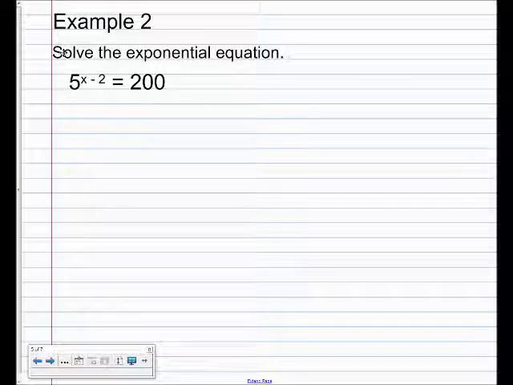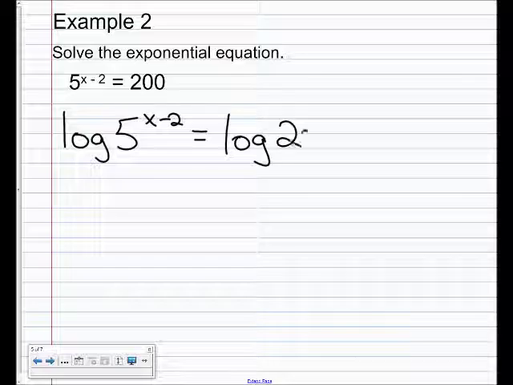So that means we need to come back to talk about something that you did last week. The main thing that you did last week was work with logarithms. So what you're going to do to solve this is take the logarithm of both sides. I'm going to write the word log in front of everything. So notice I rewrote 5 to the x minus 2 equals 200, but log is in front of both sides.